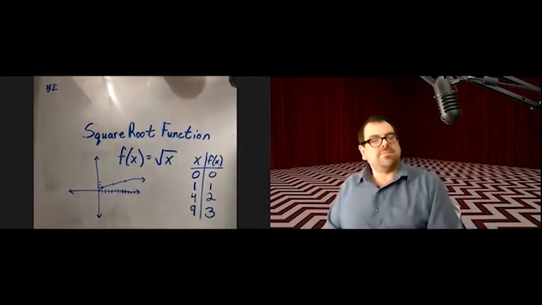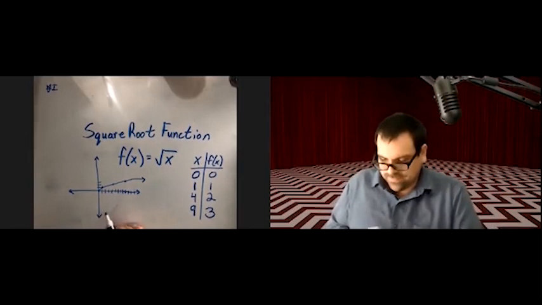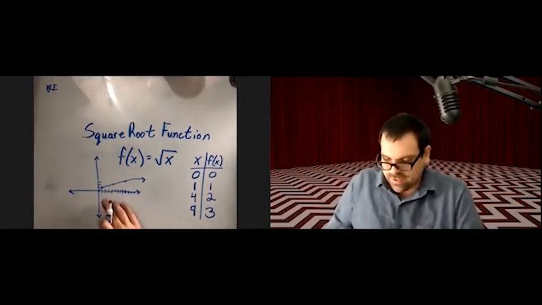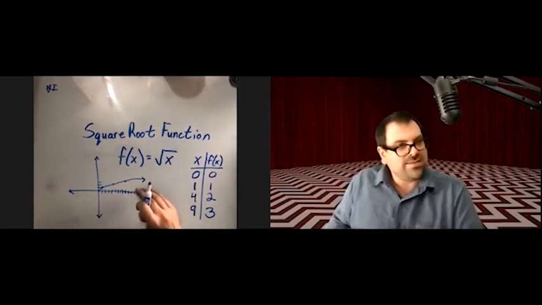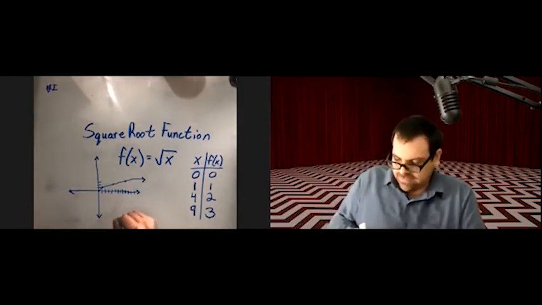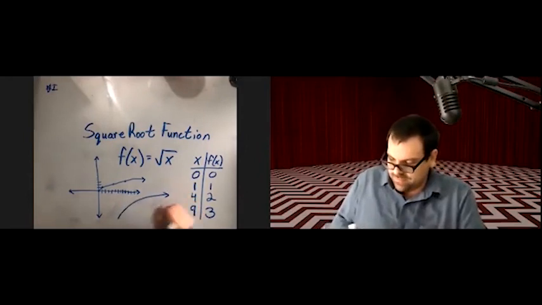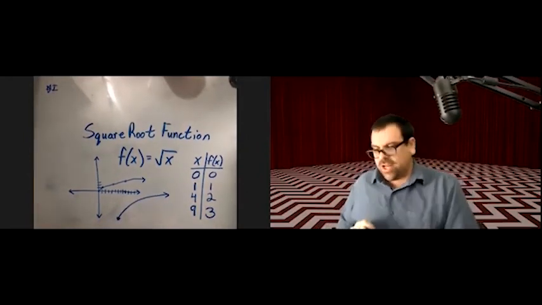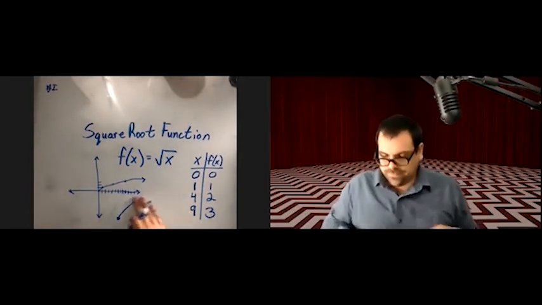So that looks kind of something like this. And it's because of my drawing that it kind of looks like a line, but it's not a line. It's making this shape. And it's starting at 0, 0.